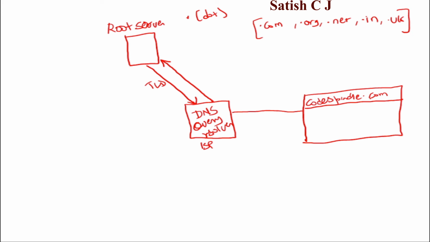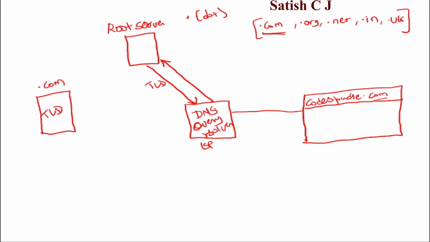So now codespindle.com falls under this top level domain server .com. So here it's going to give us information about the server which maintains information about .com domains. So now let's consider this to be our TLD, top level domain server that will maintain information about .com domains.